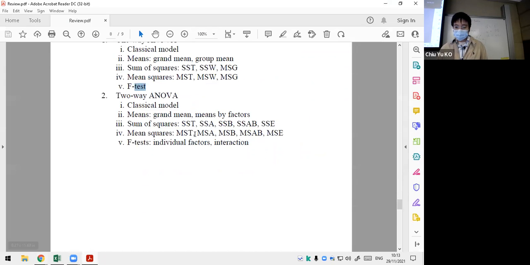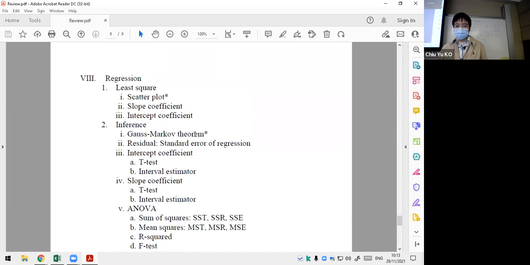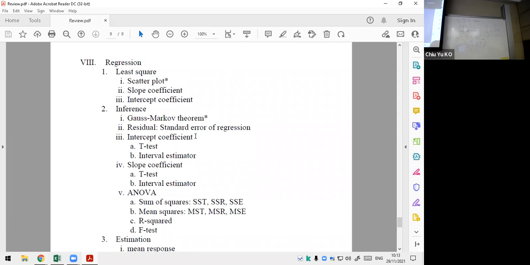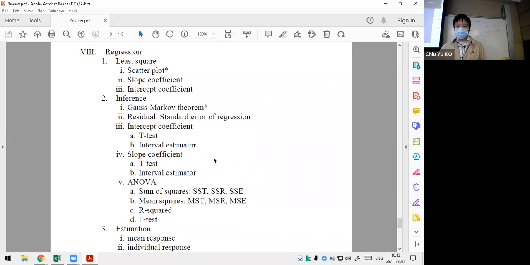And finally, I think there's nothing new there. The regression. I think you should be able to run your regression using Excel on the Thursday, and on the Wednesday we talk about R. And you should be able to interpret the result, right, how to do the t-test, how to do the f-test, how to do prediction. All these are the basics.